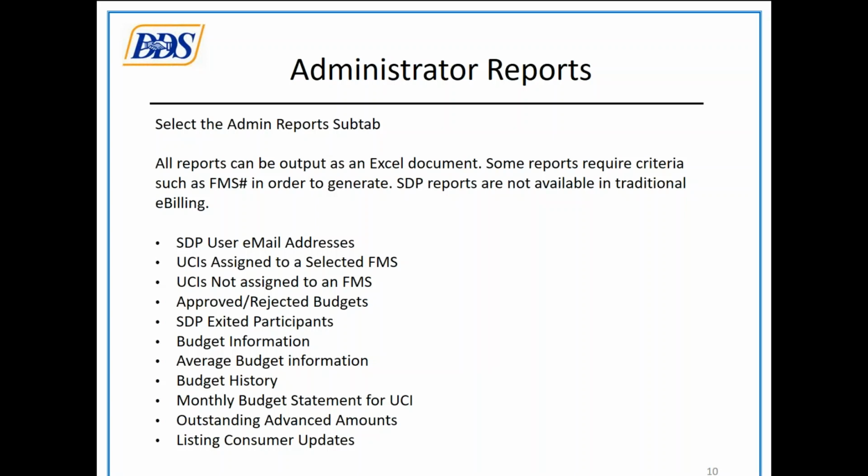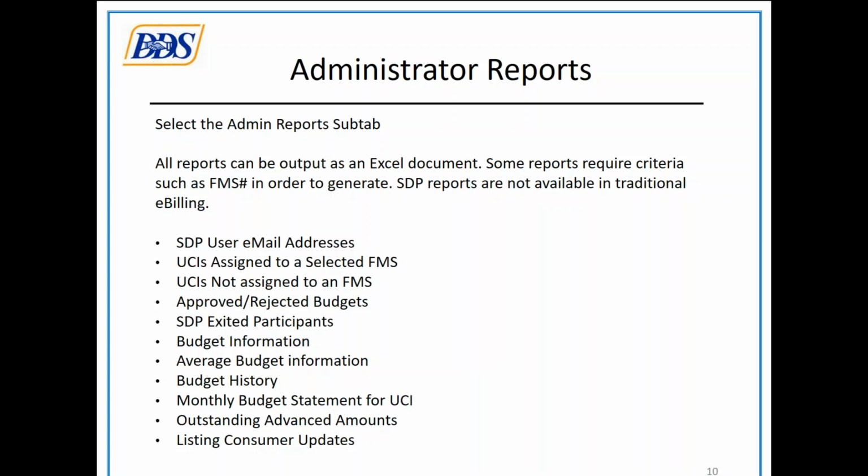We have some reports that are similar to traditional e-billing. There's a report where you can get all of the user email addresses for self-determination program users. I know that's similar to one in traditional e-billing. You can also run a report to bring up all of the UCIs that are in the system but are not assigned to a selected FMS provider, to help you track which UCIs still need a budget created to go with them. You can also do a report for UCIs that are assigned to a selected FMS. So if you've lost track of which FMS is for which UCI number, you can bring that up. And like I said, it comes up in Excel, so it's really nice to sort and filter.